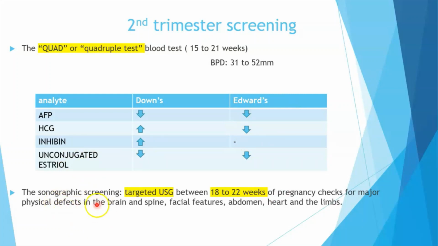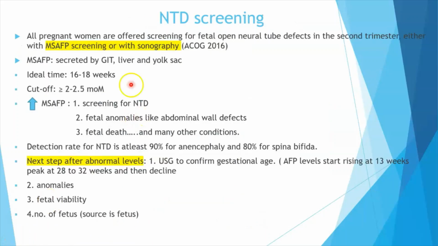Second is the sonographic screening. Targeted USG between 18 to 22 weeks of pregnancy checks for major physical defects in the brain and spine, facial features, abdomen, heart and the limbs. Now what is neural tube defect screening? All pregnant women are offered screening for fetal open neural tube defects in the second trimester, either with MSAFP, that is maternal serum alpha fetoprotein screening, or with sonography.